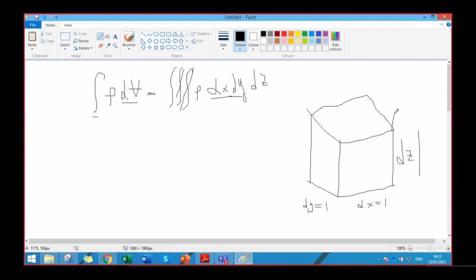I can increase its height like this in different forms. So the volume will change with change in dz. So I will only integrate with respect to z. I will keep these two constant. Clear? If all of these three are variables, I can change dx, dy, and dz, then I will have to integrate this term 3 times: one with respect to x, one with respect to y, and one with respect to the z coordinate. Clear?